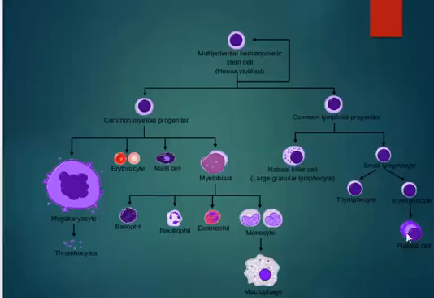Remember that the plasma cells come from the B lymphocytes, which give rise to antibodies.